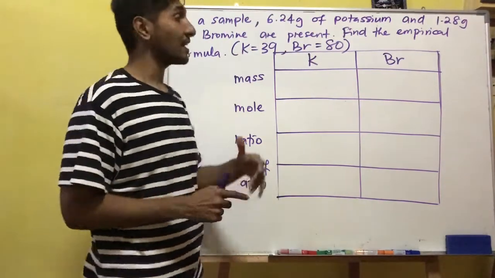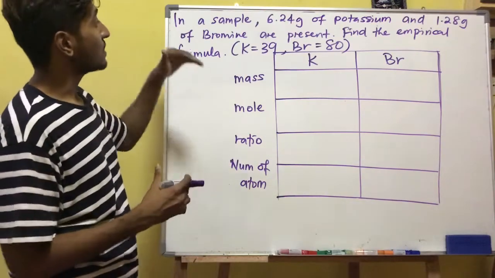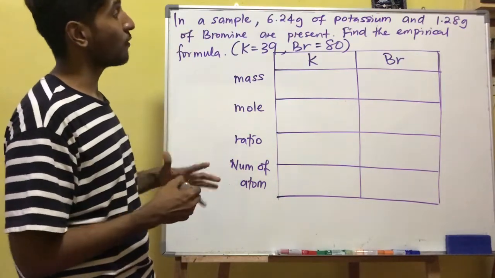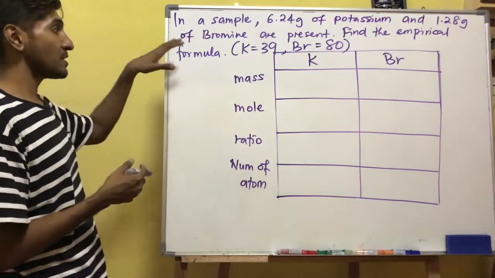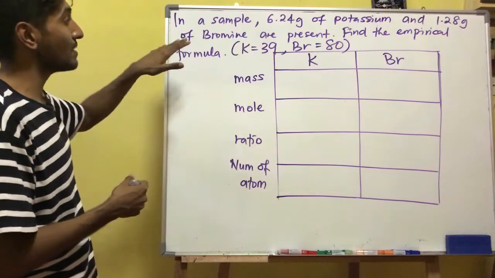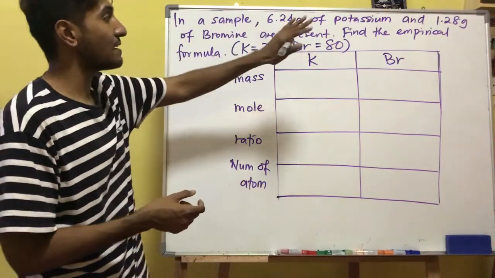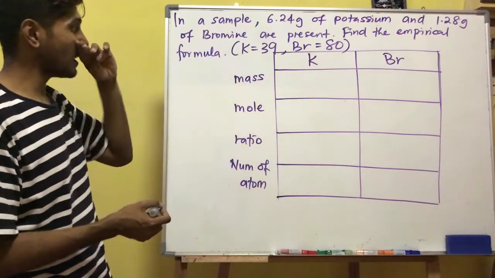Okay, so now if we're given this kind of question: in a sample, 6.24 gram of potassium and 1.28 gram of bromine are present. Find the empirical formula for the compound.